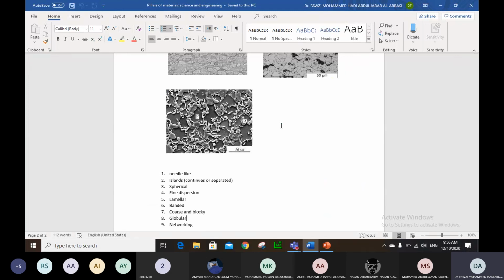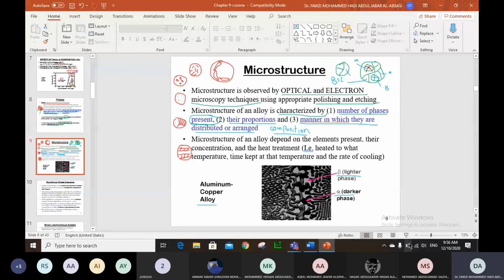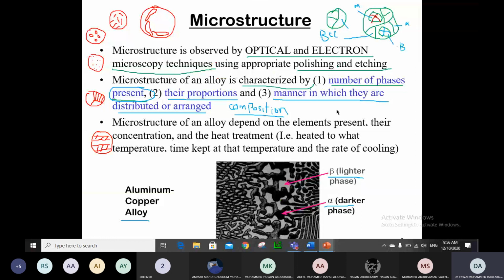The shape of the microstructure, this is what I want to say from all this. The shape of the microstructure, the manner by which the phases are distributed or arranged in the microstructure, also is an important aspect which characterizes the microstructure and changes the mechanical properties of the material, keeping everything else constant. This is what I wanted to say.